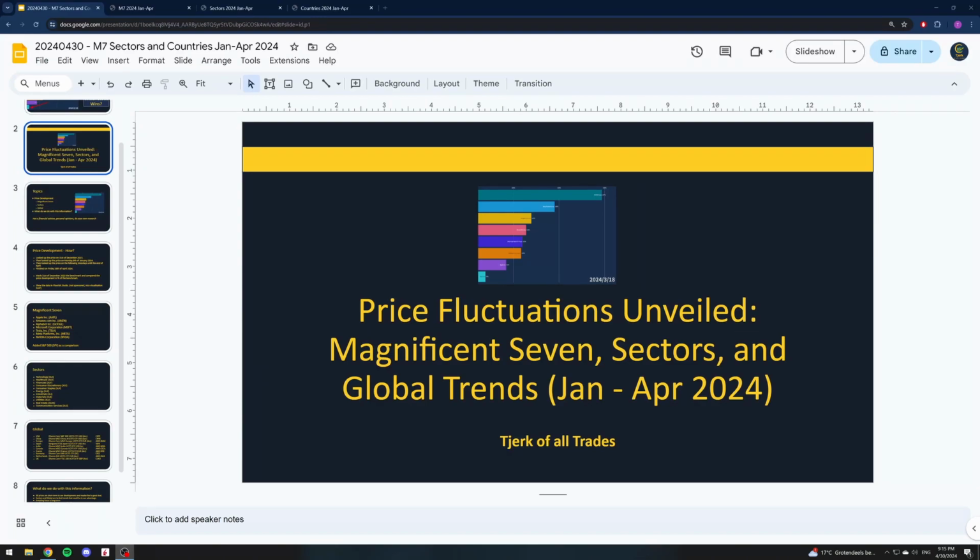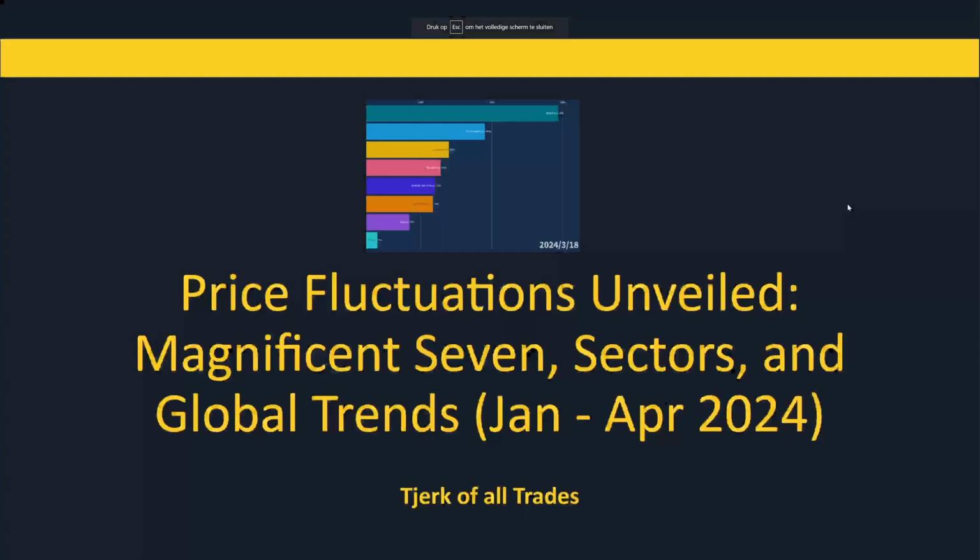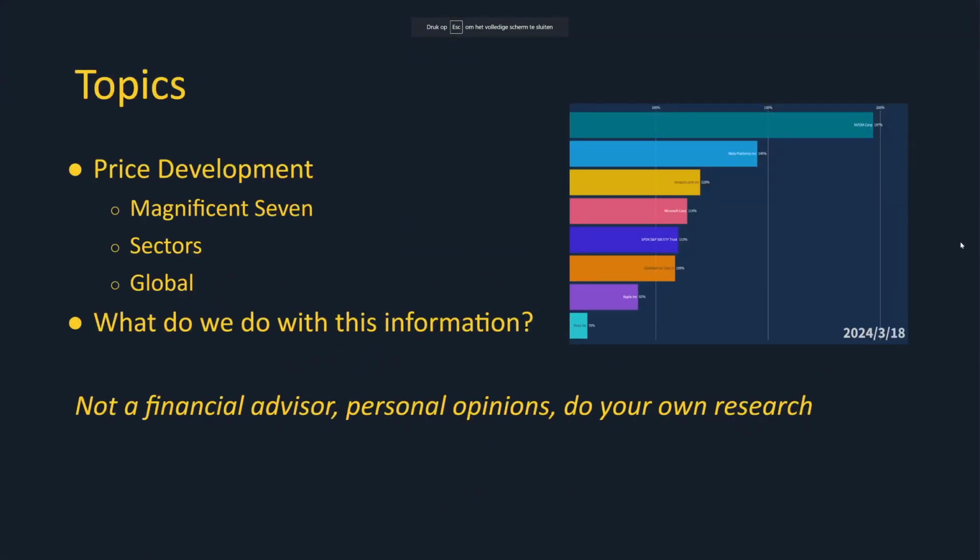4 months. We'll have a look at the Magnificent 7, the different sectors, and the global trends from January until April 2024. So let's start the slideshow and we'll have a look. So what are we going to look at? We're going to look at the Magnificent 7, how the prices of them developed, the different sectors, 11 sectors of the stock market, how the price of those sectors developed, and we'll look at different countries, so the global trends. And we'll finish up by sharing what we should do with this information.